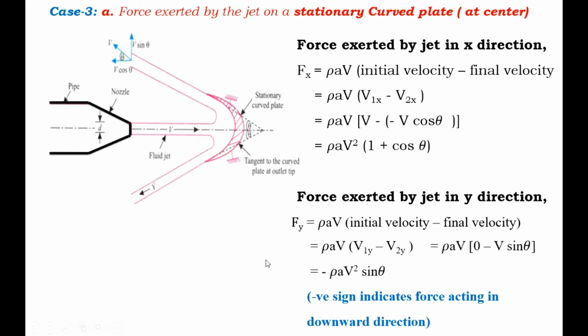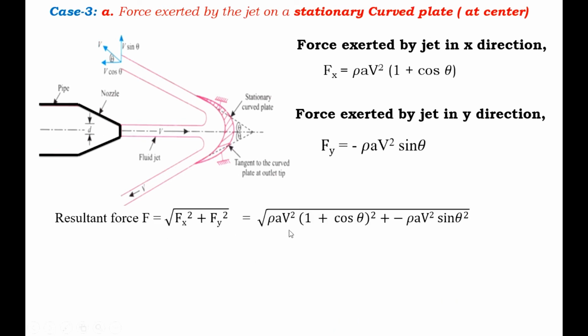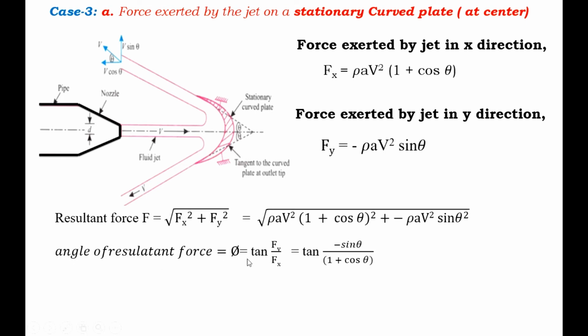Now calculate the resultant force. F is equal to square root of Fx square plus Fy square. Substitute the values of Fx and Fy here and you get the resultant force, and the angle of the resultant force phi is equal to tan inverse of Fy upon Fx. By this you get the resultant force angle. Now the work done by the jet per second is equal to Fx into u. Again in this case the velocity of the plate is 0, so the work done by the jet per second is 0.